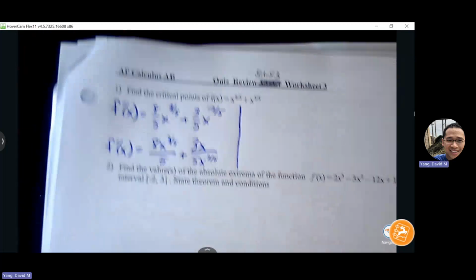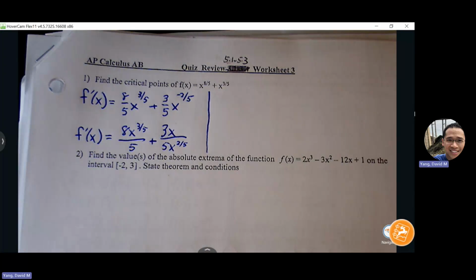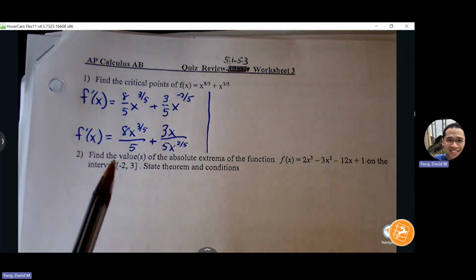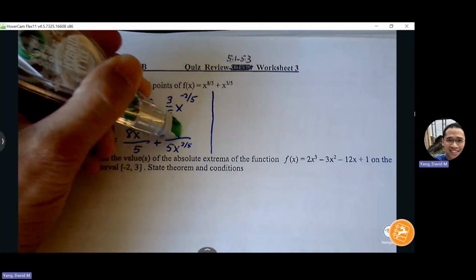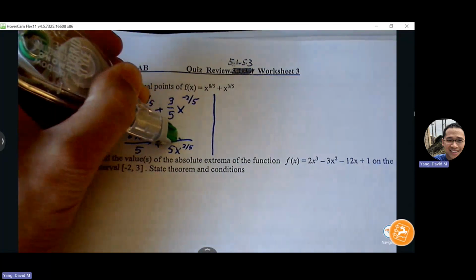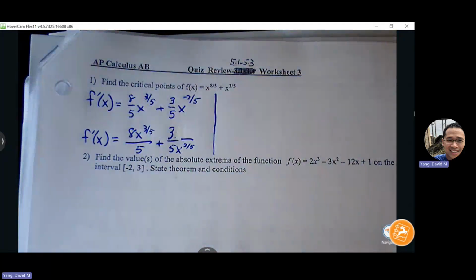We want to look for critical points in the numerator and denominator, but it's hard to do when we have fractions that are not together. So guess what? We have to find a common denominator.